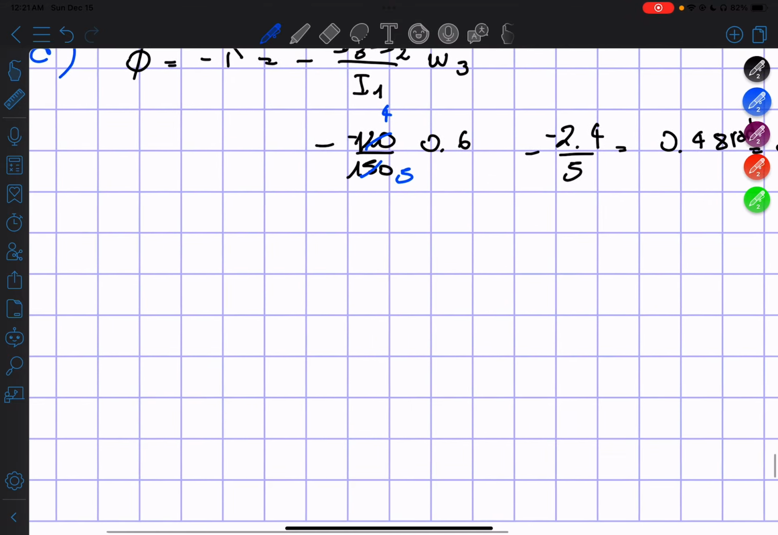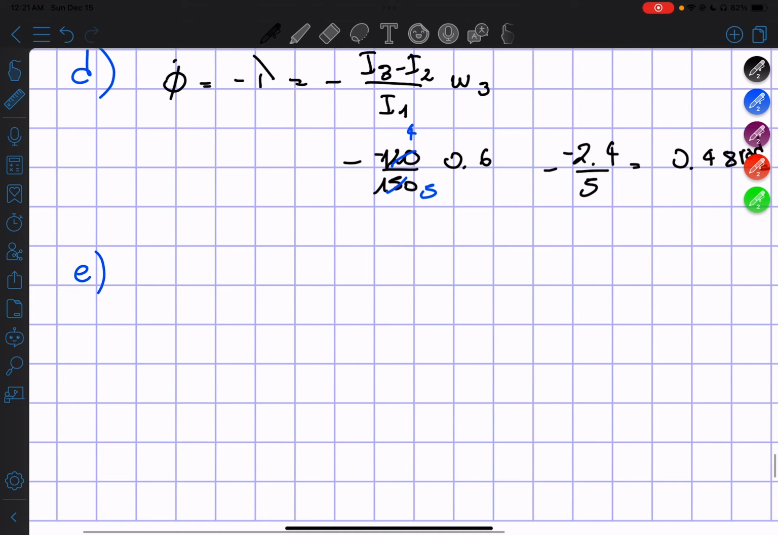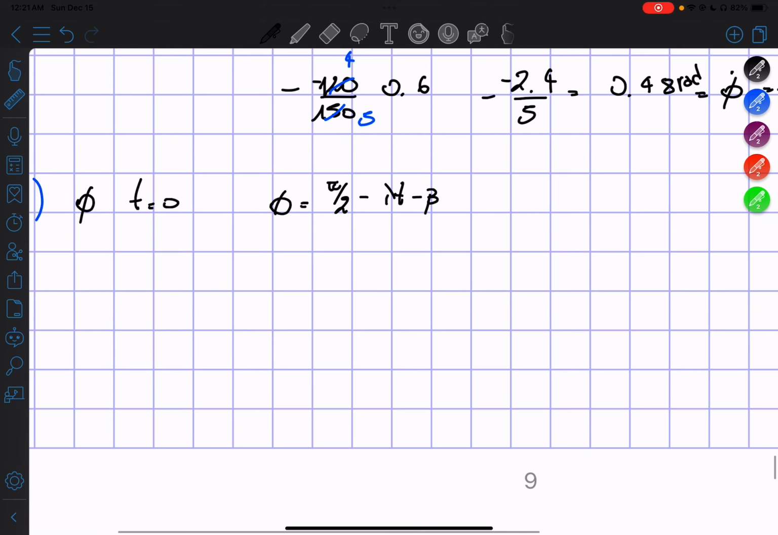Okay, now the next step is E. Determine the Euler angle phi at time 0. So for this, we can use our equation that says that phi is equal to pi over 2 minus lambda t minus beta. Now, we don't really care about lambda in this case because t is equal to 0. However, beta we need to find. How do we find beta?